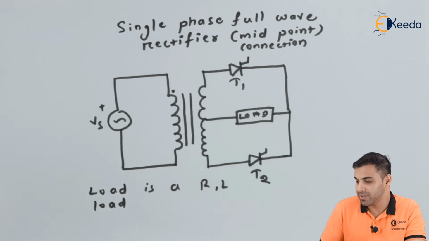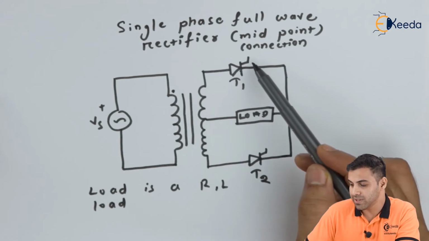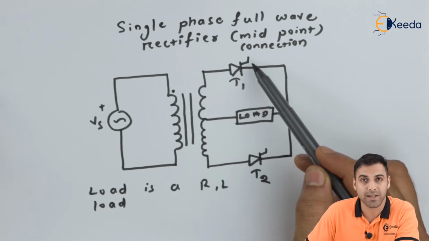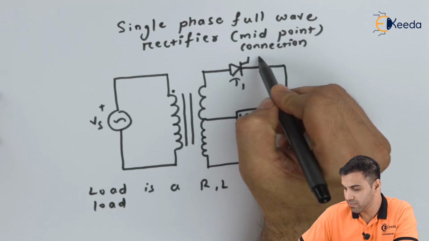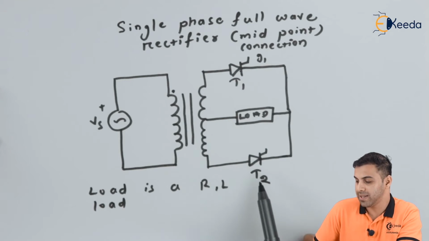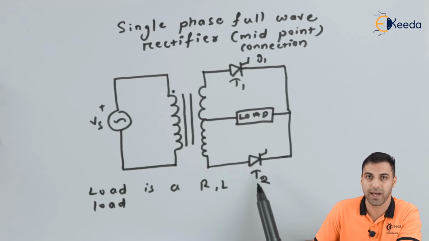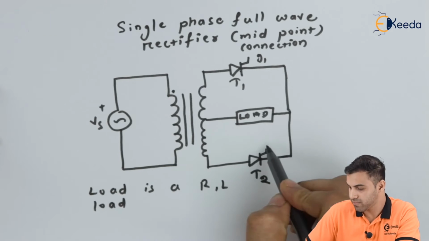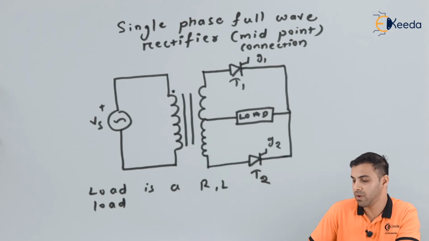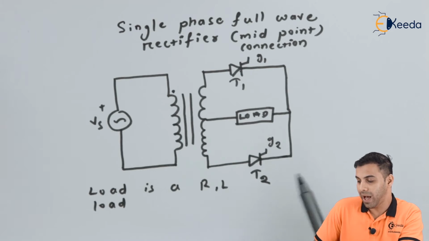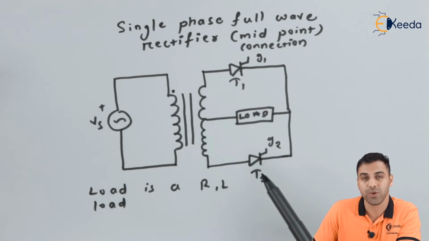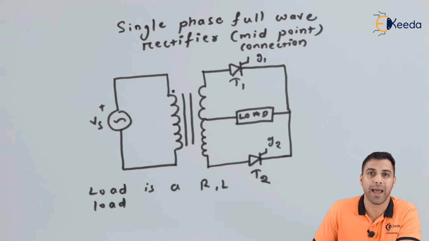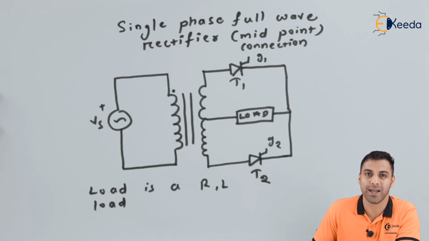Now friends, this is the first gate terminal of the thyristor T1. Let's say this is G1. And this is the second gate terminal of the thyristor T2, which is G2. Now friends, if I control the gate current or the gate voltage, I can decide when my thyristors will start conducting the flow of electric current.